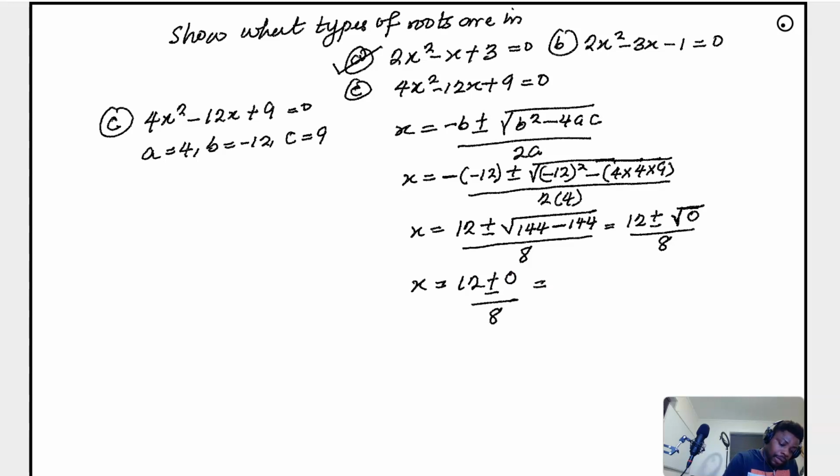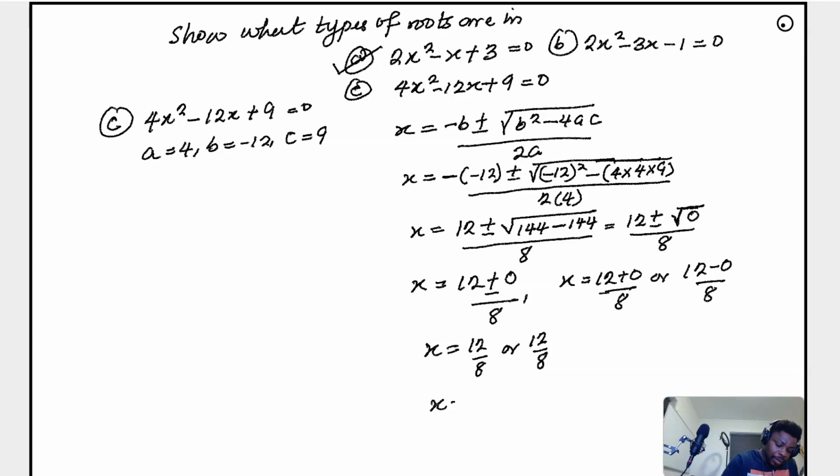Okay, so I can say here, x is equal to 12 plus 0 over 8, or 12 minus 0 over 8, right? So x is equal to 12 plus 0, that is 12. That is 12 over 8, or 12 minus 0, that is 12. That is 12 over 8. You can still divide things out. So 4 here is 3, 4 here is 2. 4 here is 3, 4 here is 2.